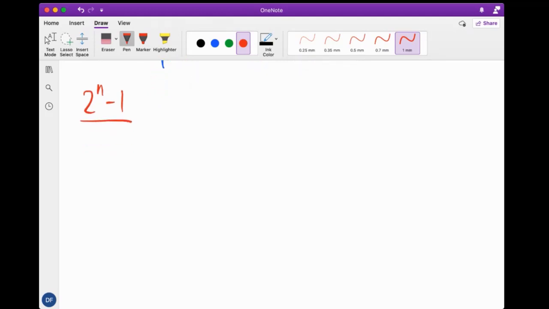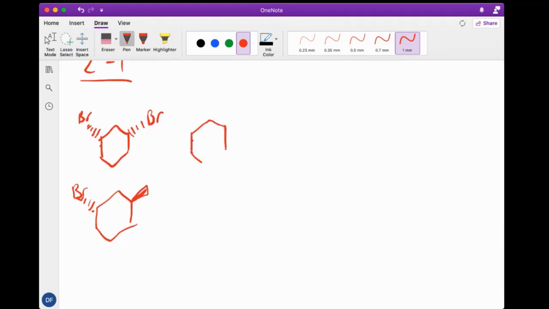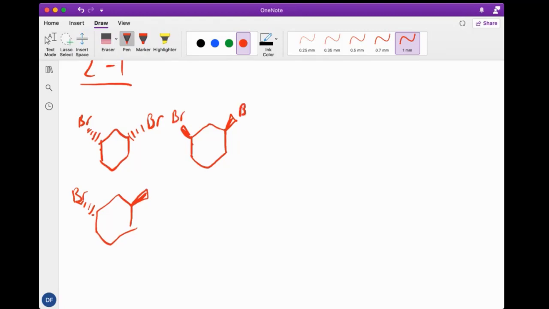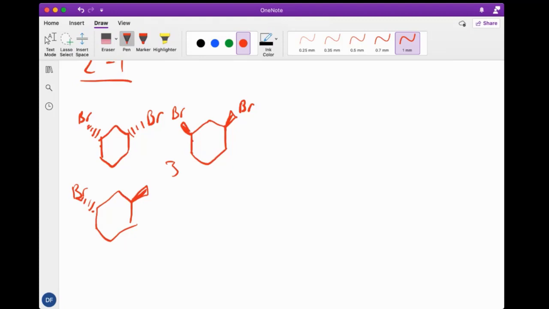We can either use this formula or we can draw it out. So for this one, you can either have wedges, one wedge, one dash, or both wedges. That's why it's 3. We do that with the rest.